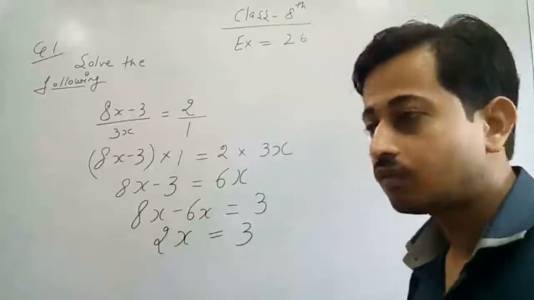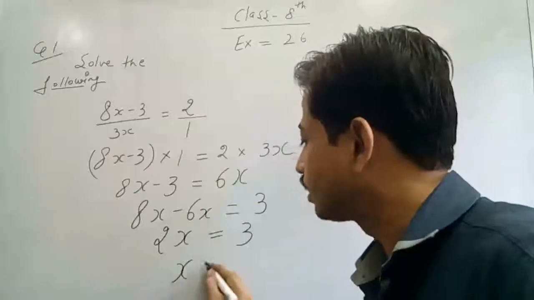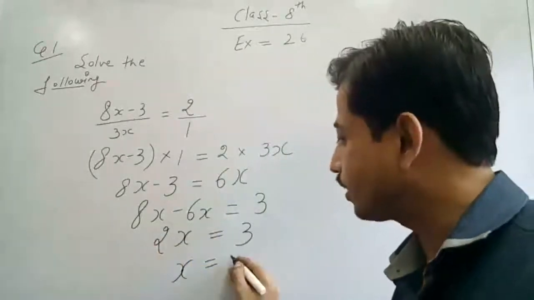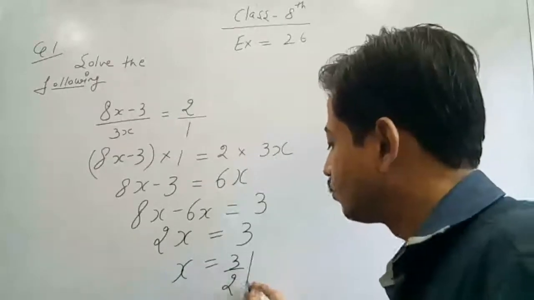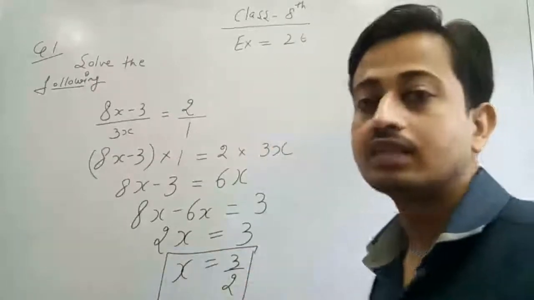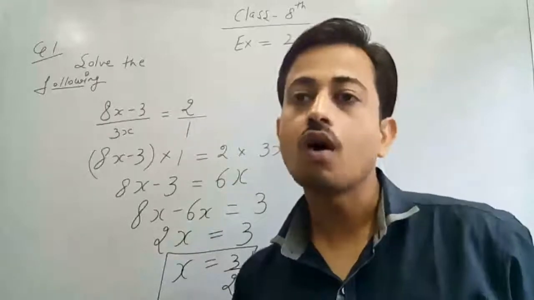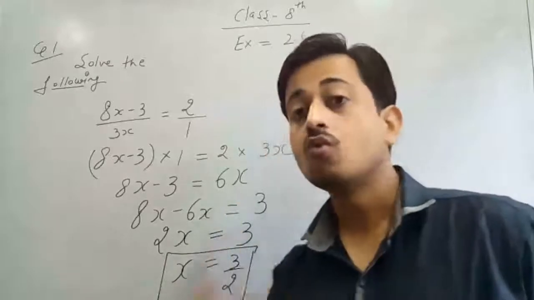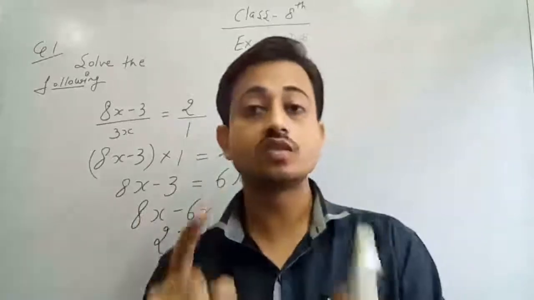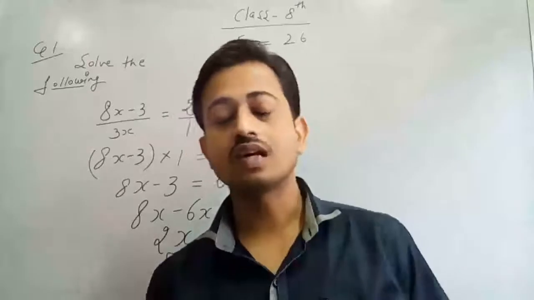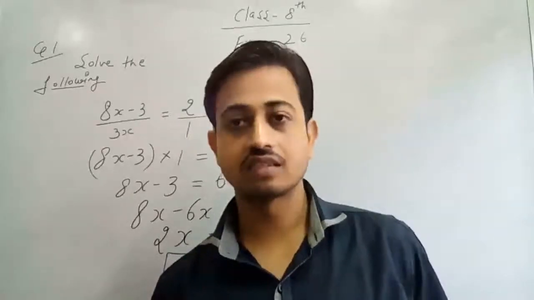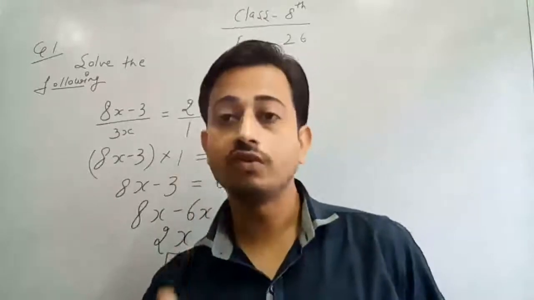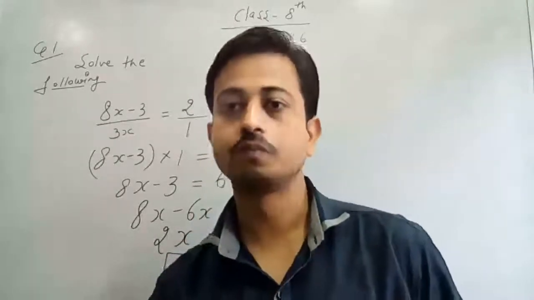Now we have to calculate the value of x. So I take this 2 to the right hand side and it goes to the denominator. So what we get is x is equal to 3 by 2. This is the solution of the linear equation. Most of the students do not do verification. So I request everyone, please do verification also, because all the questions are simplifications. If you do more and more practice, then you should do verification of all questions also.